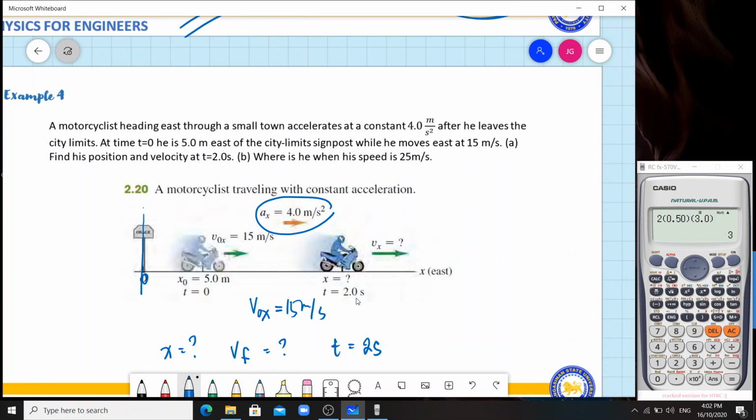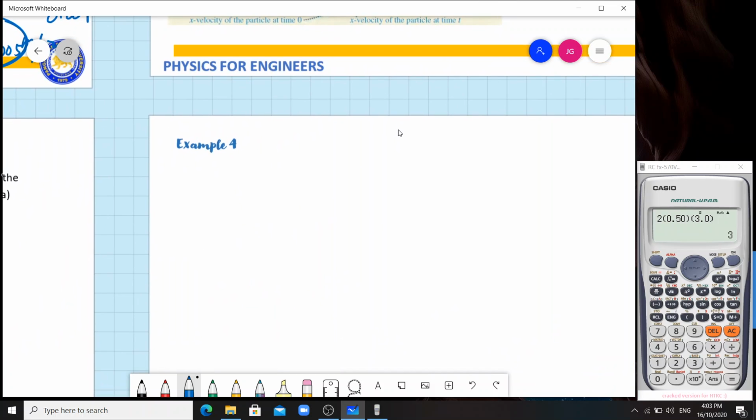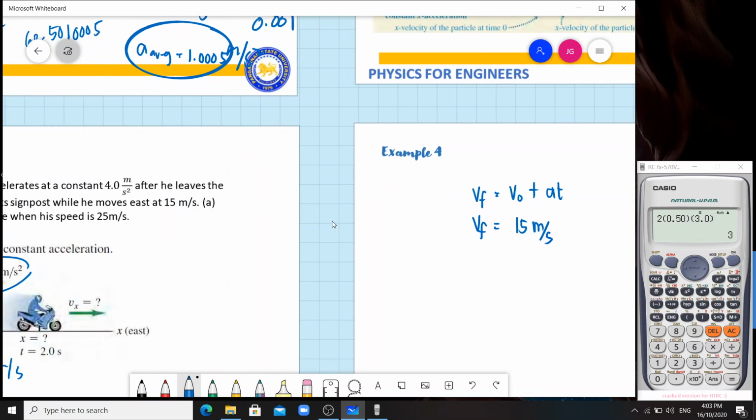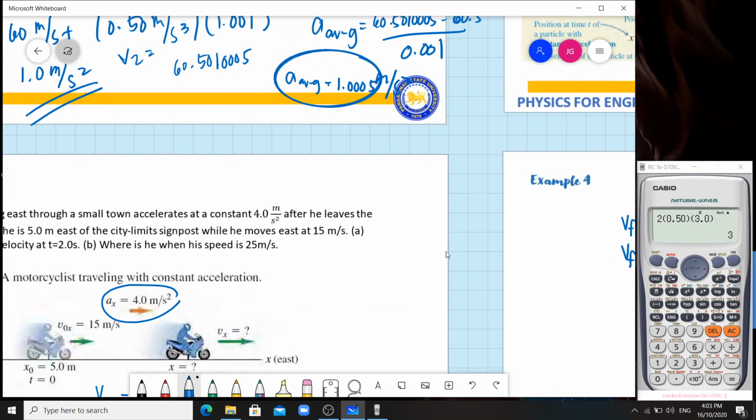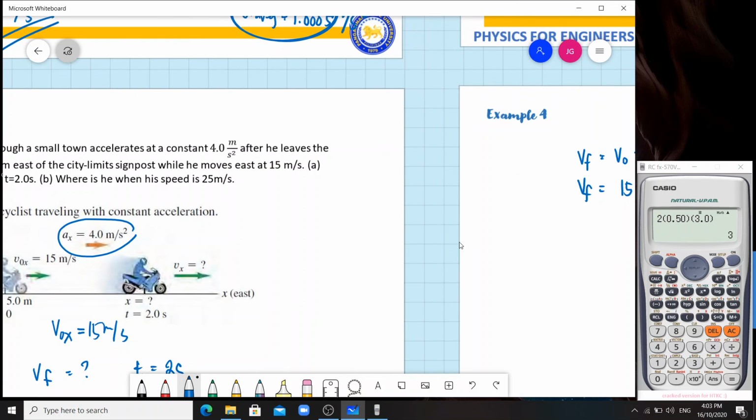So, anong gagawin natin? Kailangan natin ng formula ng x at vf. Yung vf, we can solve it by, di ba may formula tayo kanina na vf is equals to v0 plus at. So, vf is equals to 15 meters per second. Ilang significant figure yun? 15, 2 significant, plus, ang acceleration niya ay 4.0 meters per second squared times 2.0 seconds. Tama ba? Let's just verify.